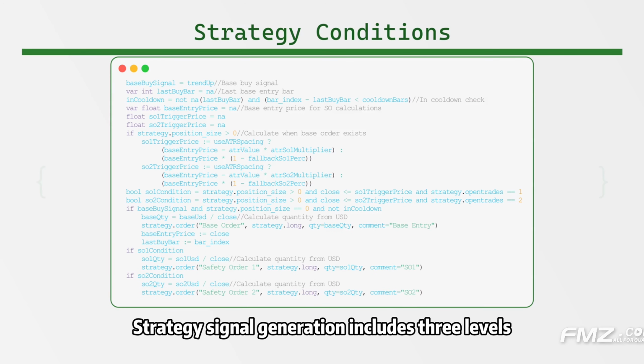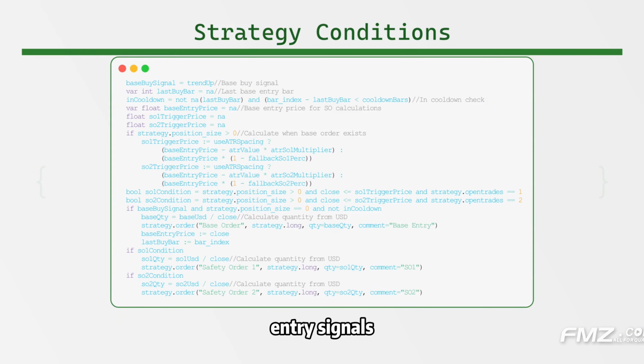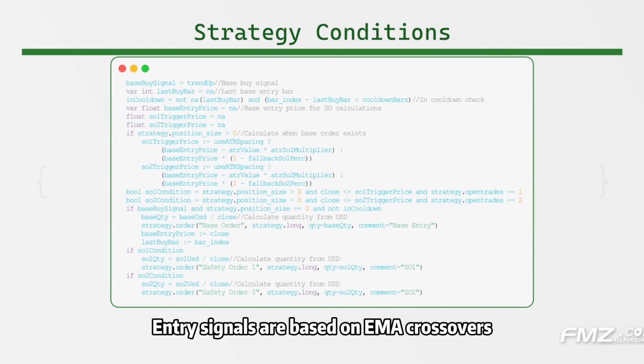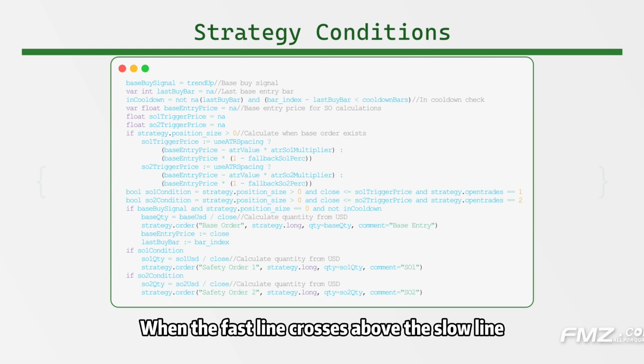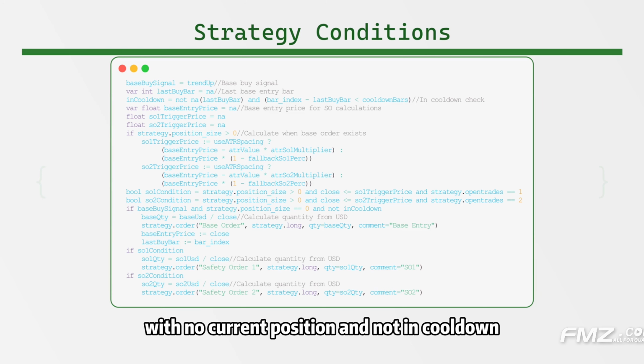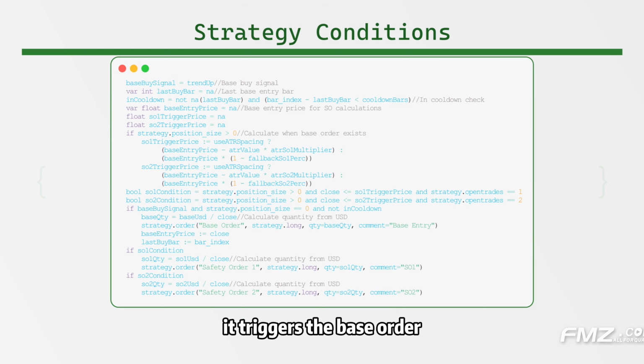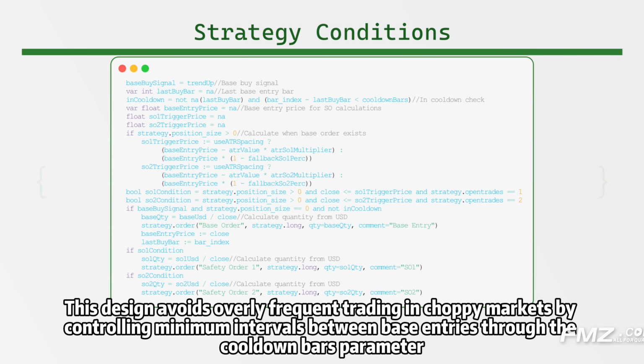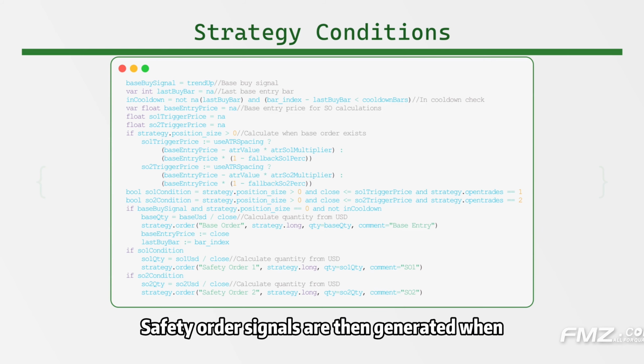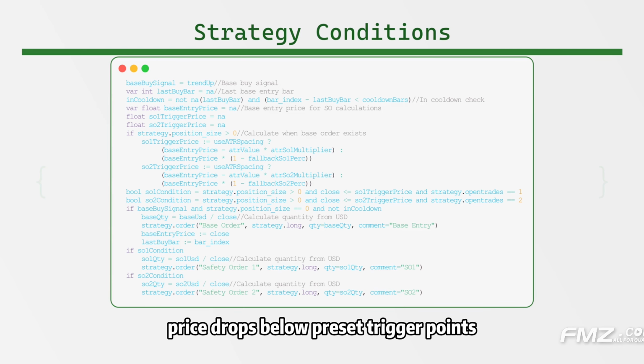Strategy signal generation includes 3 levels: entry signals, averaging signals, and exit signals. Entry signals are based on EMA crossovers. When the fast line crosses above the slow line, with no current position and not in cooldown, it triggers the base order. This design avoids overly frequent trading in choppy markets by controlling minimum intervals between base entries through the cooldown bars parameter. Safety order signals are then generated when price drops below preset trigger points.